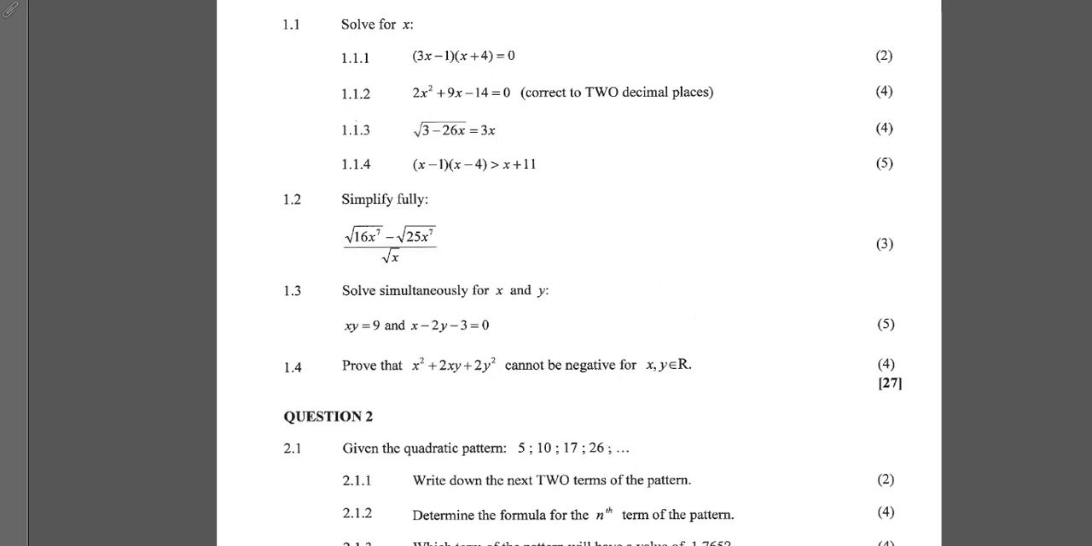All right, so let's get straight into it. Today's question is the square root of 3 minus 26x is equal to 3x. How do we solve this question over here? So let's get into it. We have the square root of 3 minus 26x, that's equal to 3x. All right, so how do we do this?